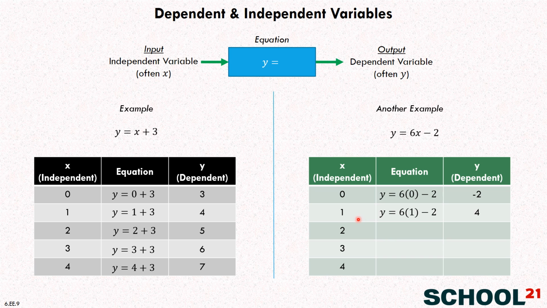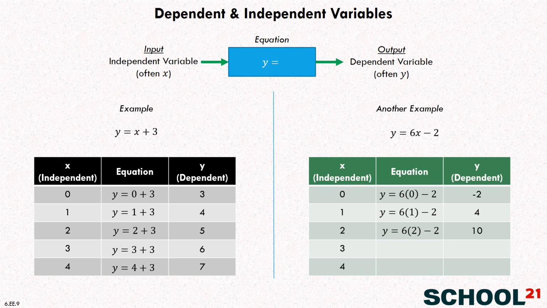And in this case, with the independent variable being 1, I put that in here and I get the output of the dependent variable as 4. Does that make sense? Yeah. Okay, so let's do the last few rows together and we'll be done. So what should I write next? Y equals 6 times 2 minus 2. Very good. And what's 6 times 2? 12. Minus 2? 10. Very good. Does that look right? Yeah.